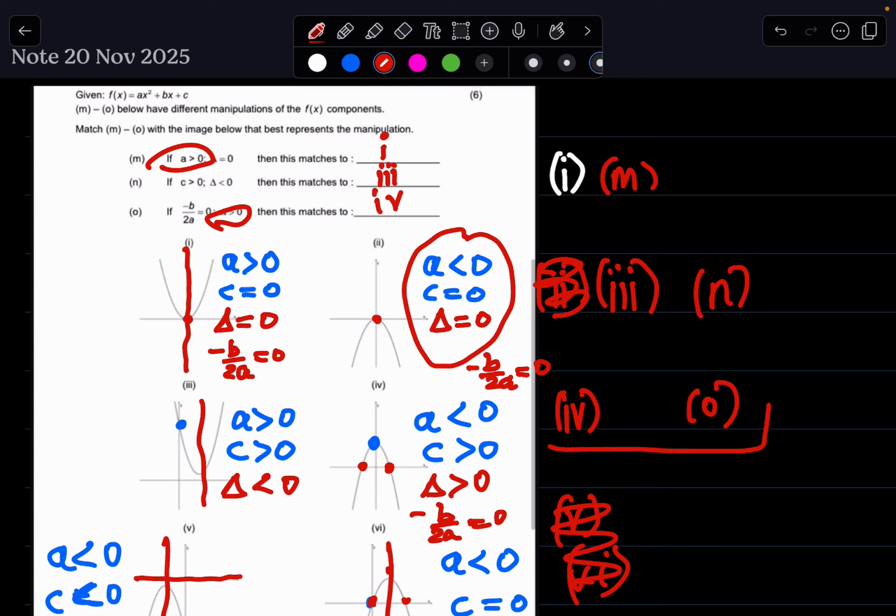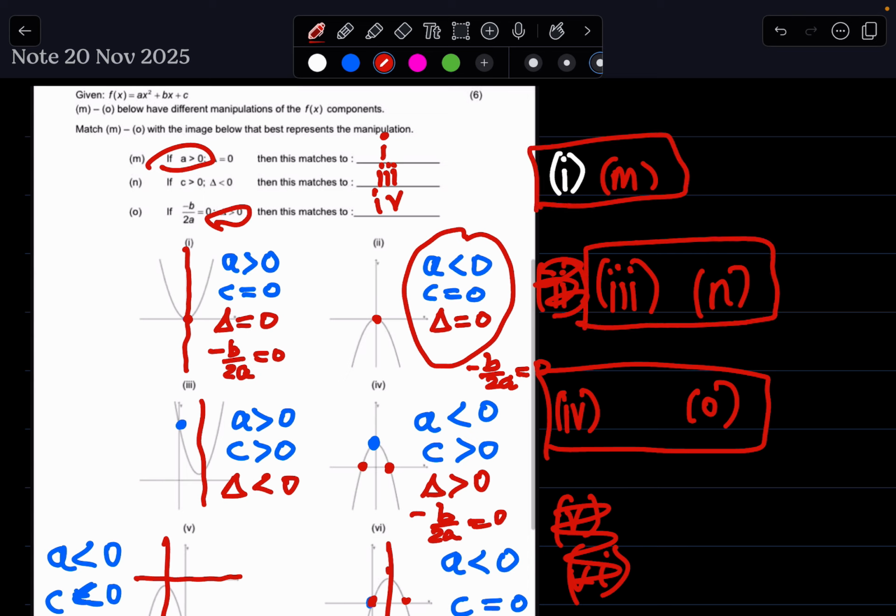That makes sense. IV matches with O, II matches with N, 1 matches with M. And that's it, ladies and gentlemen.